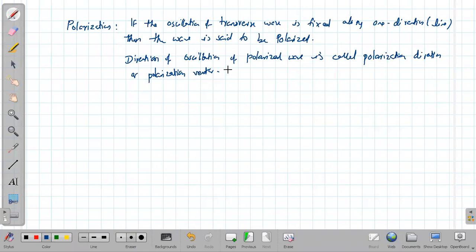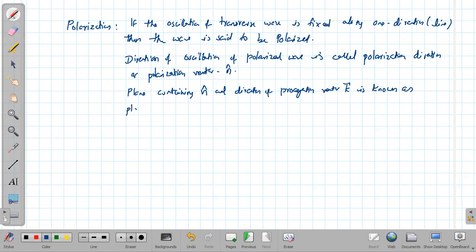So the polarization vector is in general denoted by the symbol n cap. And finally, the plane containing the polarization vector n and the direction of propagation k is known as the plane of oscillation.